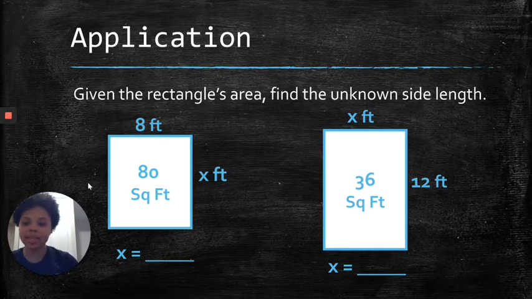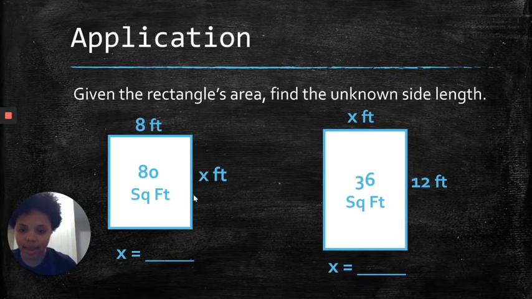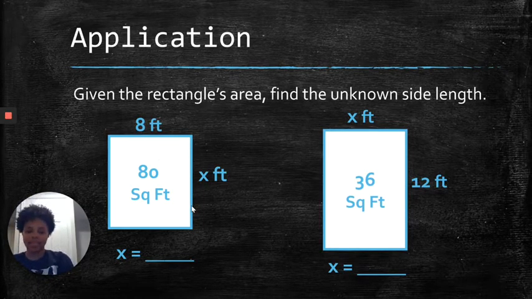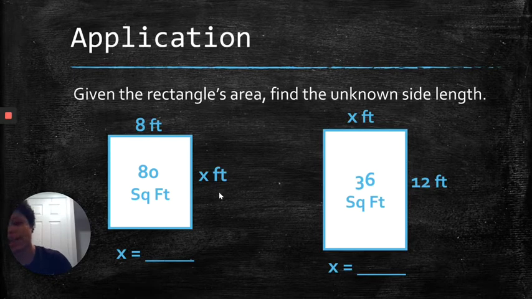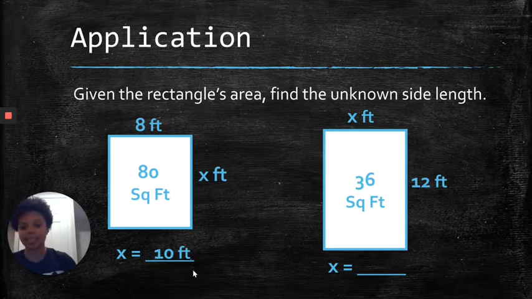So this first rectangle has an area of 80 square feet, and it has a length of 8 feet and a width of X feet. So we know how long it is, but we don't know how wide it is. How do we find the width? How do we find out what X is?